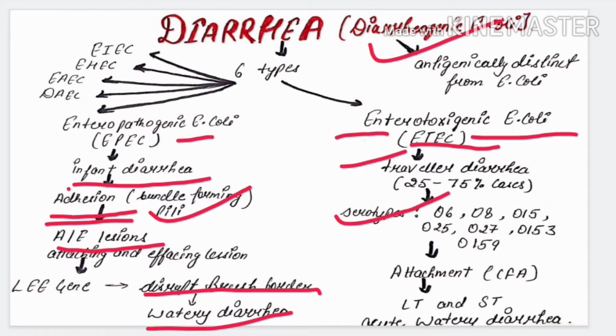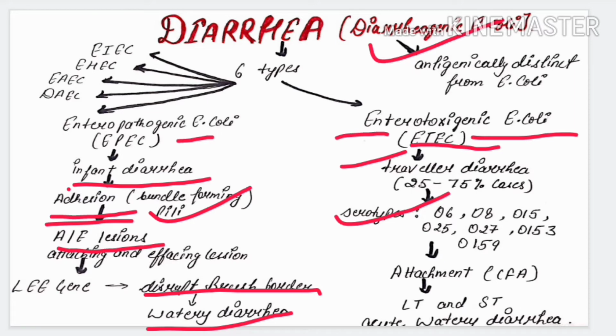Here some of the serotypes are given. Now we will go through its mechanism of action. First, it will attach to the intestinal mucosa with the help of CFA, that is colonization factor antigen, that helps in the attachment. Next, it will produce toxins. First is heat labile toxin, called LT, and the second one is heat stable toxin, that is ST.